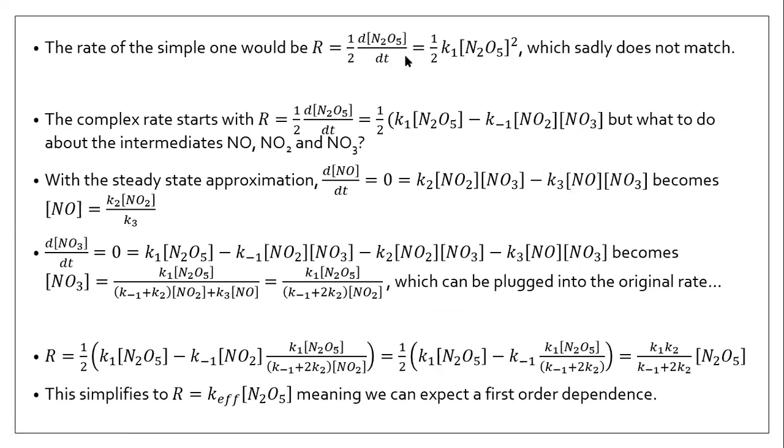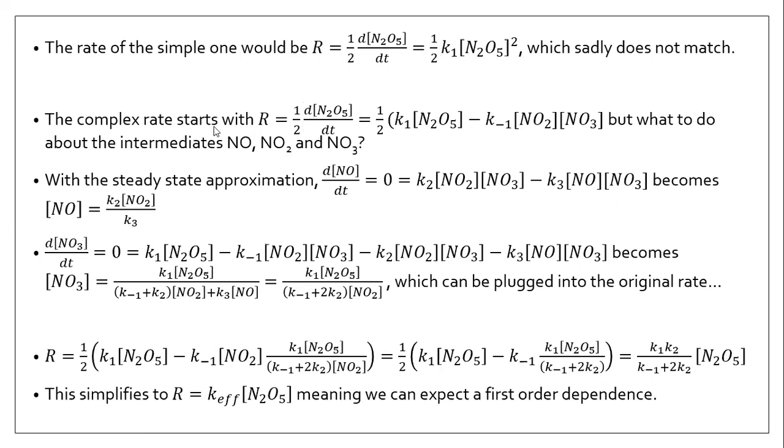Looking at the simple mechanism, the rate is equal to 1/2 d[N2O5]/dt, the change in N2O5 with time, which is just going to be 1/2 k1 [N2O5] squared, and that k1 could absorb the 1/2. Sadly, this does not actually match the data, so we can't use that. So that's not the true one.